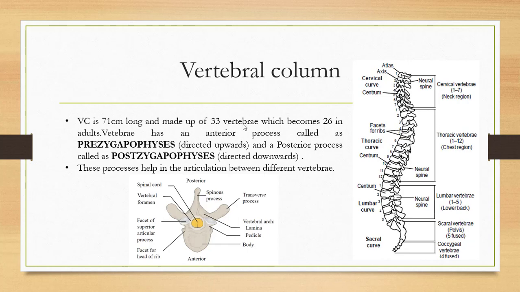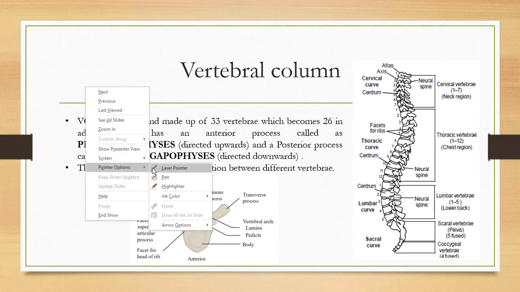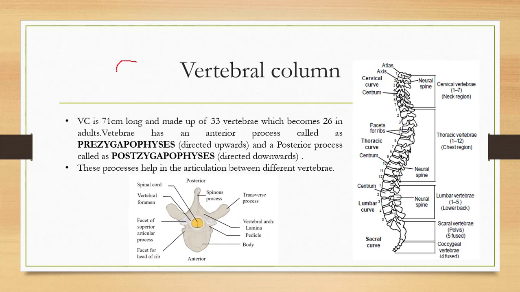Now we will talk about the vertebral column. The vertebral column is 71 centimeters long and it is made up of 33 vertebrae, which becomes 26 in adults. A vertebra has an anterior process or projection called the pre-zygapophysis, directed upwards, and a posterior process called the post-zygapophysis, which is directed downwards.